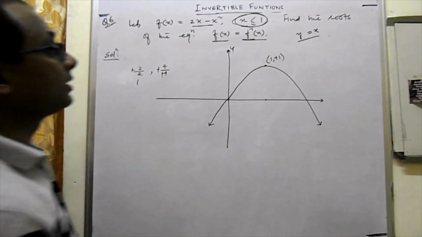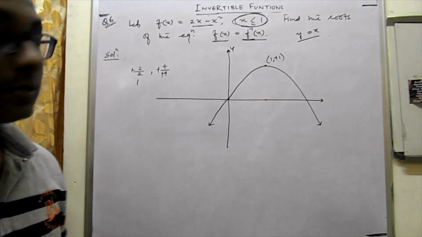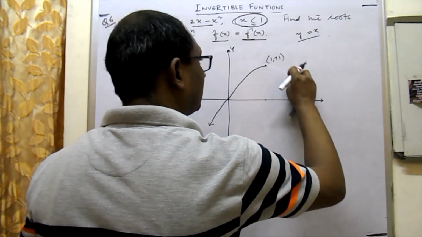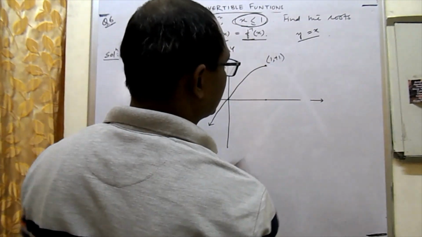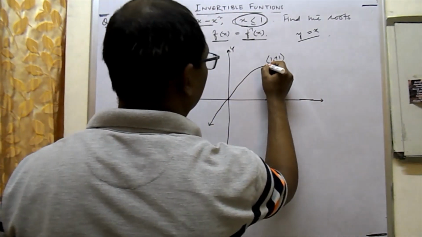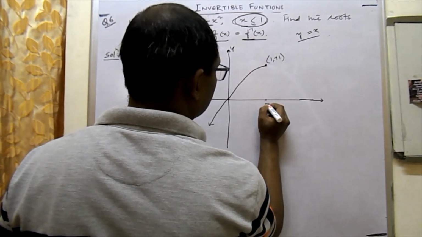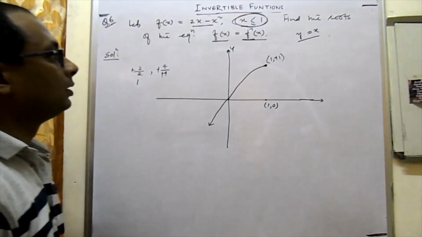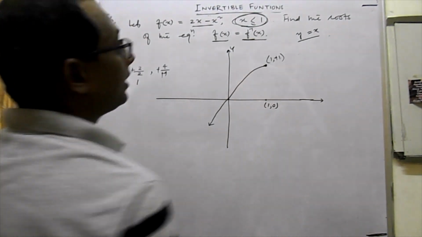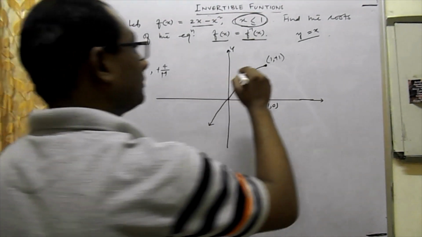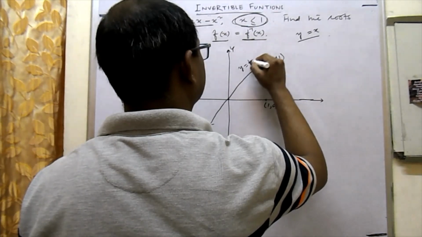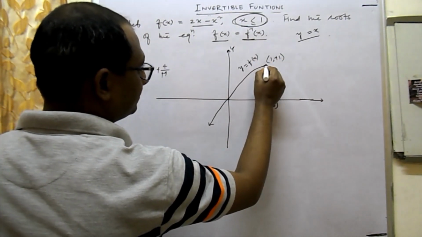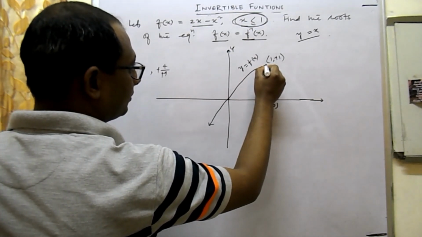Now this function is defined for x less than or equal to 1, so this part of the graph is not required. Otherwise f inverse will not exist because it will no longer be one-one. This point is 1 comma 0. We need f inverse of x. This is the graph of y equal to f(x). How to draw the f inverse x graph? We'll take the reflection on y equal to x.